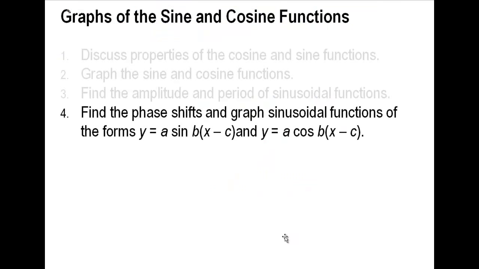Last but not least, we can do phase shifts. We've looked at vertical shifts. We've looked at vertical stretching. We've looked at horizontal stretching by changing the period. Now we can look at horizontal shifts left and right. And just like any other function, you get shifted left and right by adding and subtracting numbers on the inside of the function. x minus c, or x minus c for cosine. So we're putting it on the inside.